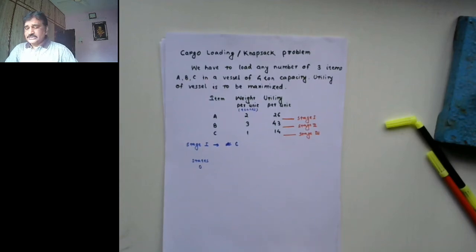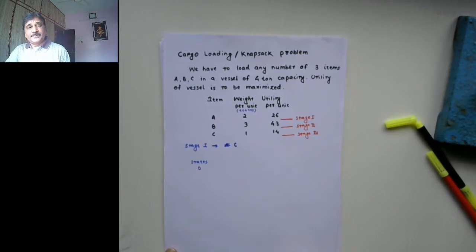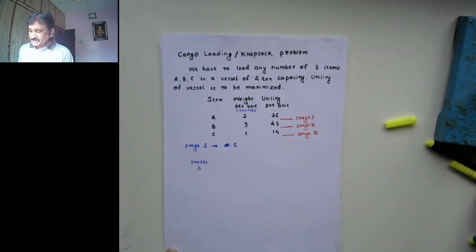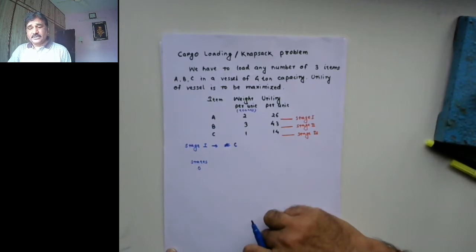We have tried to understand the philosophy of dynamic programming by means of two problems which we have taken in earlier classes. The first one was the shortest route problem, and the next one we have seen in an earlier class was the capital budgeting problem, or simply the budgeting problem. In this class, we'll be seeing the cargo loading problem or knapsack problem.